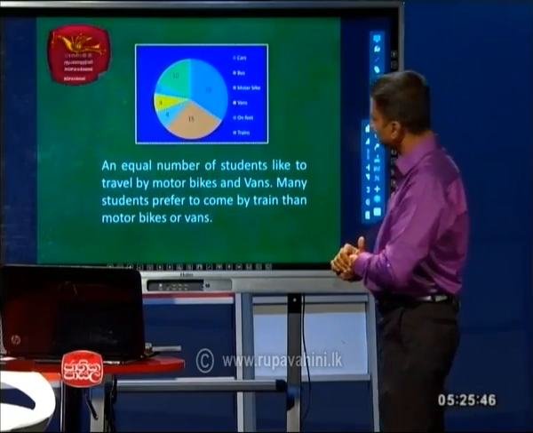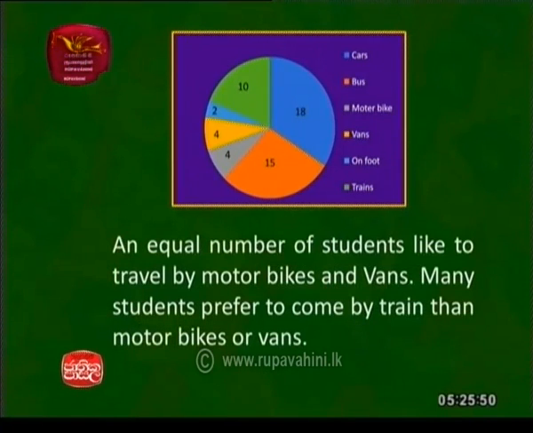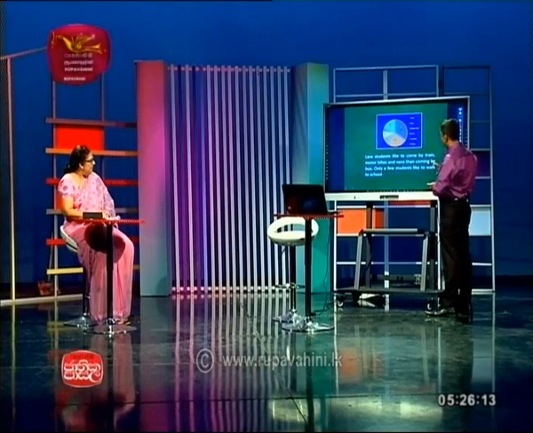And then an equal number of students like to travel. Equal means same number. Yes. Now you can see two motorbikes and vans. So we can write, an equal number of students like to travel by motorbikes. The same rule is there because we are not talking about the number here, but about the students. So then it should be plural. Right. And then many. There is another sentence.